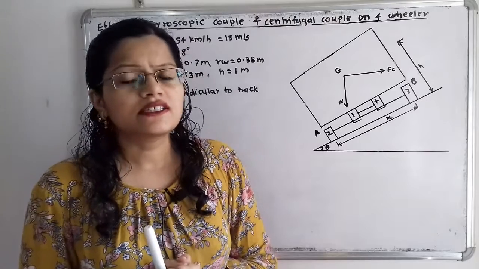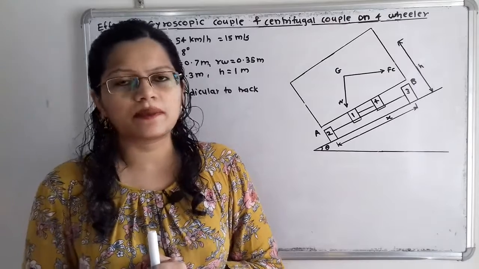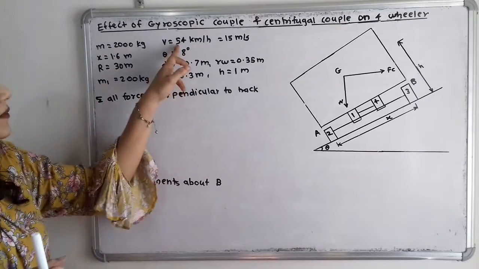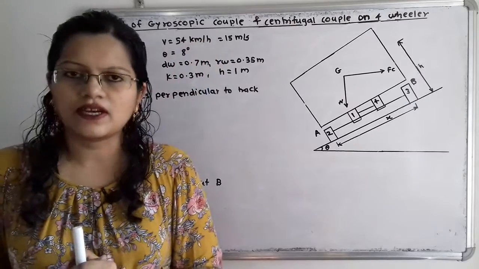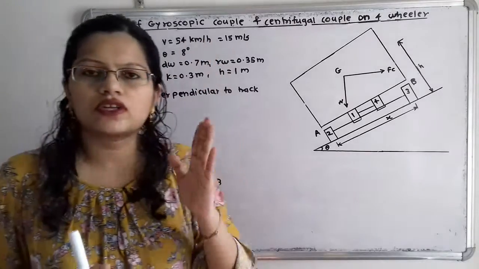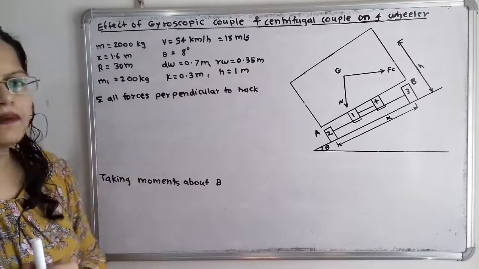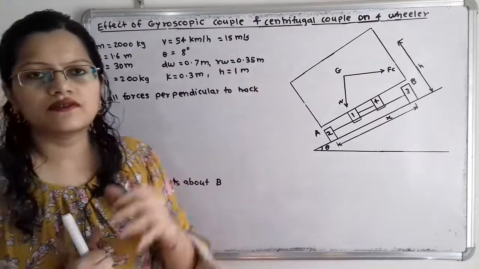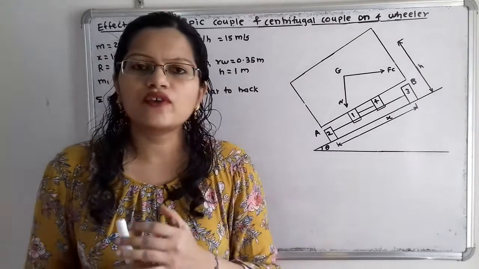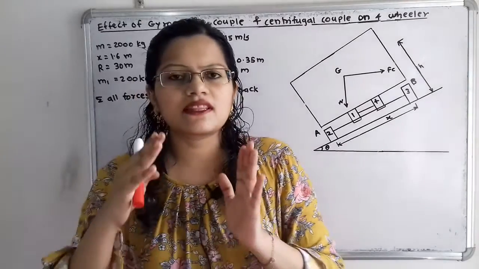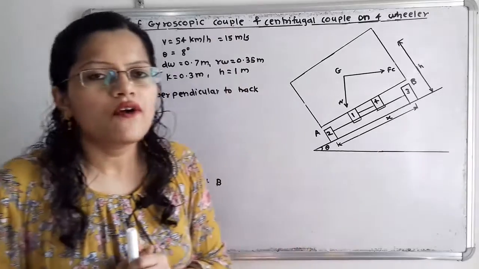So here this kilometer per hour we have to convert into the standard unit, that is meter per second. So we take 54 multiplied by 1000 divided by 3600, because in 1 hour there are a total of 3600 seconds. So that is equal to 15 meter per second. That is the velocity of this vehicle. Then x is equal to 1.6 meter. Now we know that the distance between the outer wheels and inner wheels is equal to x, and that is given as 1.6 meter.